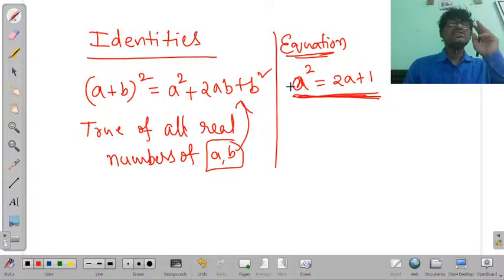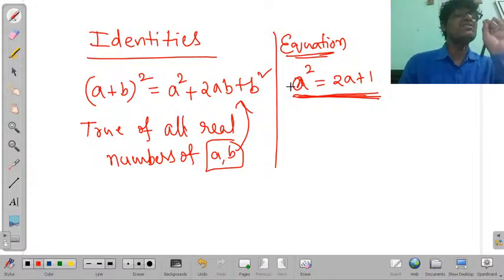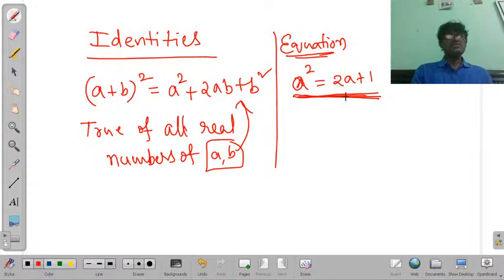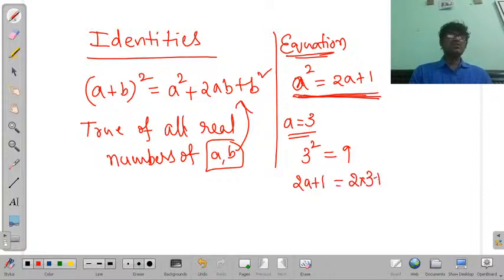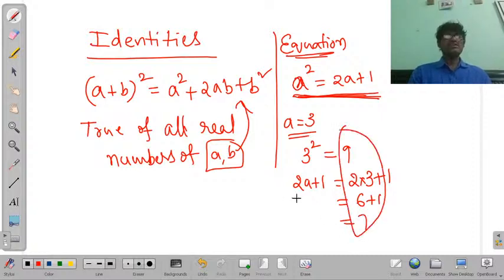Identity is true for all the real numbers. Equation is not true for all the real numbers. It is true for only some values of the variables. That means if we take a equal to something like 3, you just check whether this is correct or not. 3 square is the left side, this is equal to 9, and right side you get 2a plus 1, which is equal to 2 into 3 plus 1, which is equal to 6 plus 1, which is equal to 7. 9 and 7, these two are not equal.